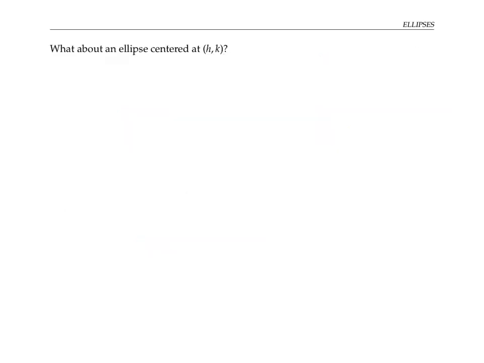Our previous ellipses were centered at the origin. What if the ellipse is centered instead at an arbitrary point (h, k)? Well, then we need to shift everything over by h in the horizontal direction and k in the vertical direction. So instead of the equation x squared over a squared plus y squared over b squared equals 1, we're going to have (x minus h) squared over a squared plus (y minus k) squared over b squared equals 1, where a is bigger than b. That's for an ellipse elongated in the horizontal direction.